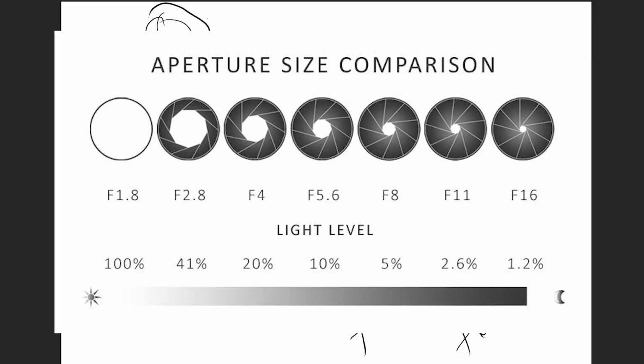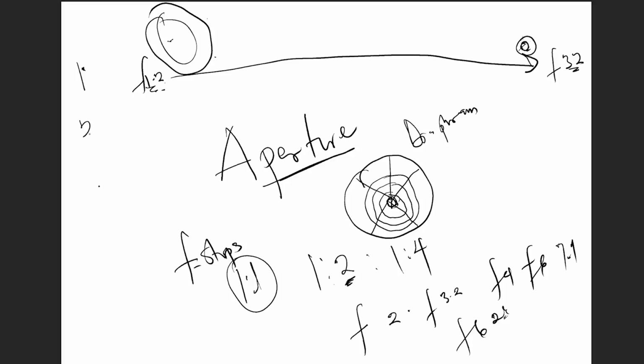That is the first primary reason for aperture: exposure. The second reason for aperture is to control the depth of field. Number one is exposure. Number two is DOF, depth of field.